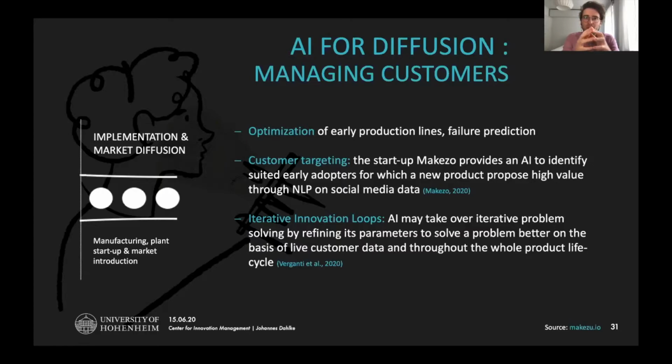And we may even think about other applications using just this iterative design process that gets started when the product is already in the hands of the customer by leveraging data analytics. Okay, so iterative innovation loops are another application for AI in this process.